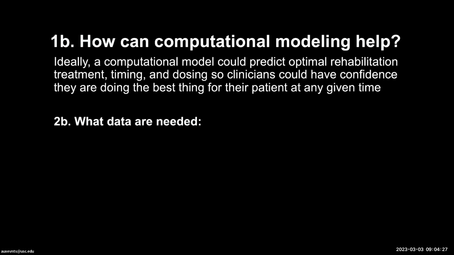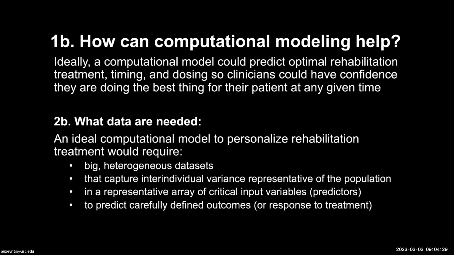The data that are needed to support this, though, are no small task. And I think that Nicholas and Dave and James covered this in their pre-conference session. So mostly you need data and a lot of it. Computational models thrive on a lot of data that has high variance, that captures the variance of the population that you want to predict for in a representative array of critical input variables or predictors, and to predict carefully defined outcomes.